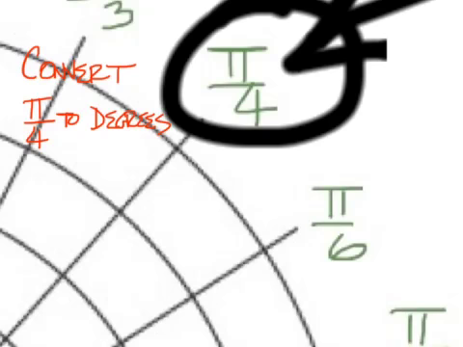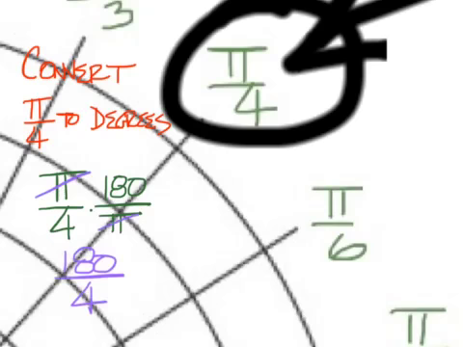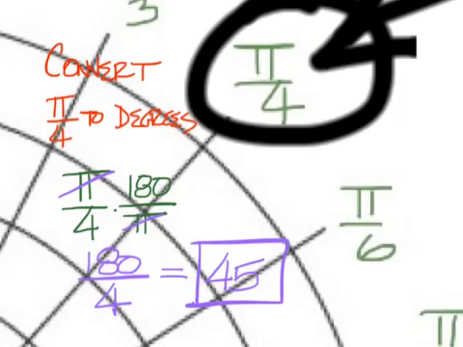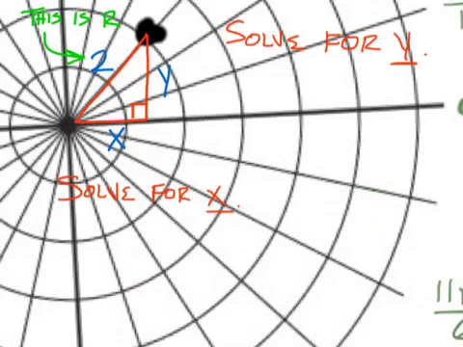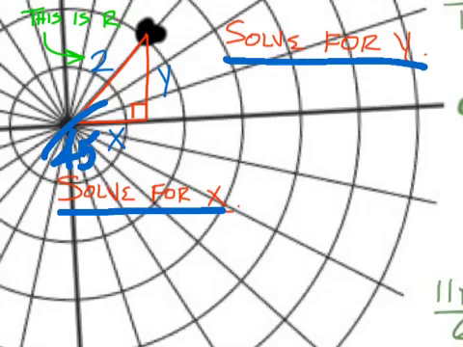Pi over 4 is of no use to us in terms of degrees, because we have to convert it to degrees. So pi over 4 times 180 over pi, and simplify that. Cancel out the pi's to be left with 180 over 4. And of course that will give you 45 degrees. That represents theta. So with that 45 degrees that we just found here, you can solve for x and solve for y.